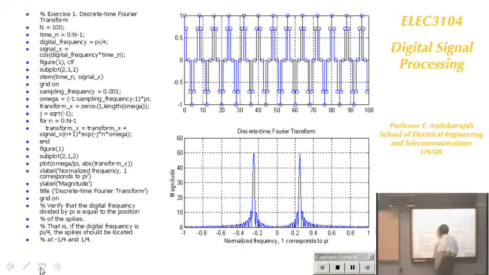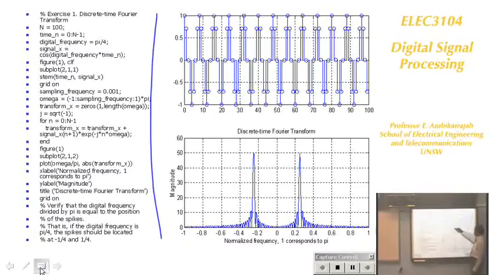The same thing, I just implemented using MATLAB: the same signal, how to generate it and how to get the discrete time Fourier transform. There are many ways of doing the discrete time Fourier transform, and you may have a look at this one and see how I have implemented it. But I won't go through it because you're doing it in the lab anyway, so you can understand the MATLAB code.